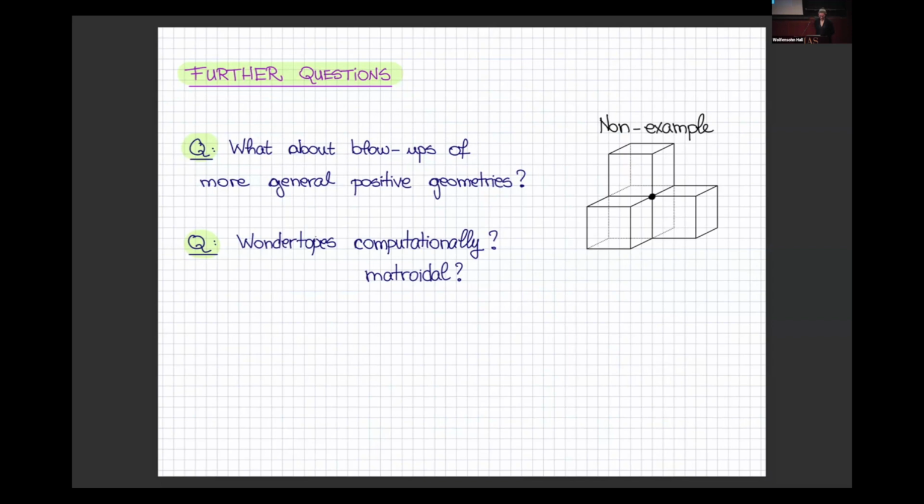Are there nice coordinates for the Wondertopes, maybe generalizing the existing U coordinates for the M0N case? And then Chris told us about a very nice matroidal interpretation of polytopes as positive geometries. Can we do something similar for Wondertopes?